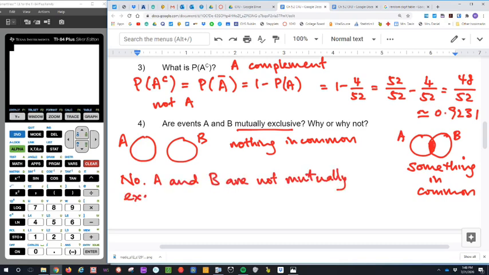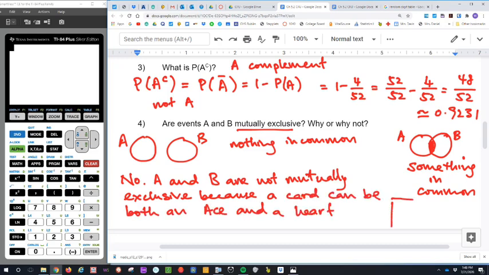Do you know why? I'll give you a second to think about why events A and B are not mutually exclusive. When they are not mutually exclusive, it means they have something in common between A and B. So a card can be both an ace and a heart, which is the ace of hearts.